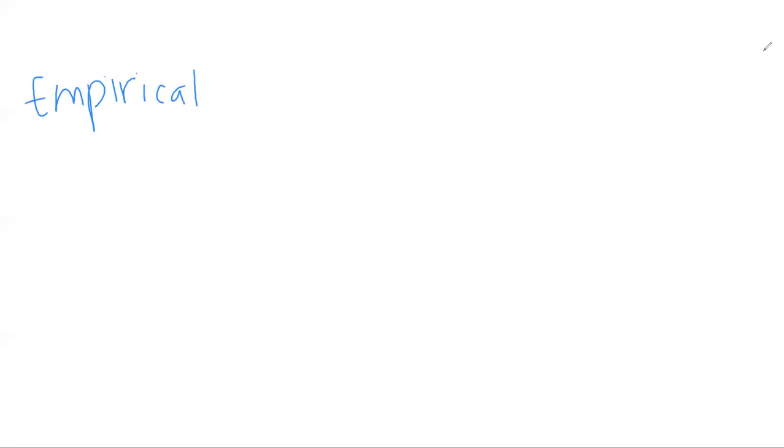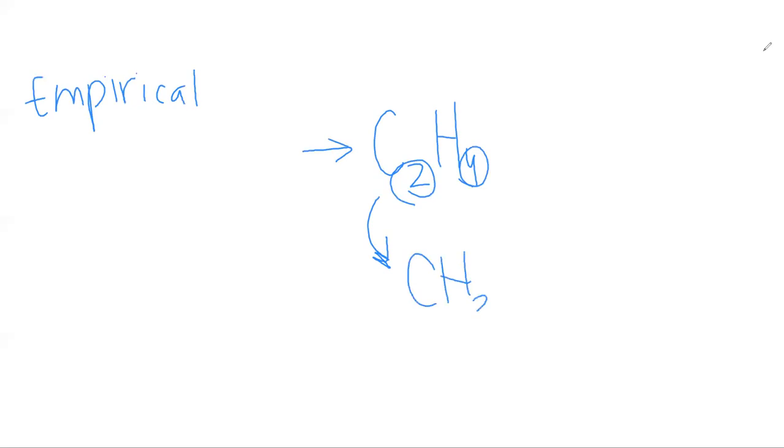So for example, if you had C2H4, this would be an example of a molecular formula. And the empirical formula would be what happens if you reduce all of these subscripts. So that would give you CH2. That would be your empirical formula. So the first thing we have to do is find our empirical formula from what's given to us in the problem.